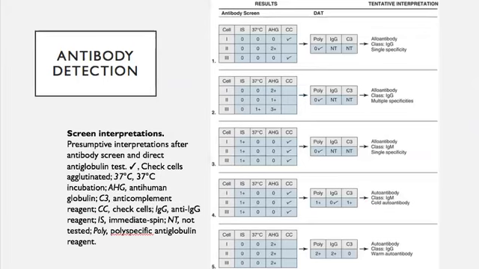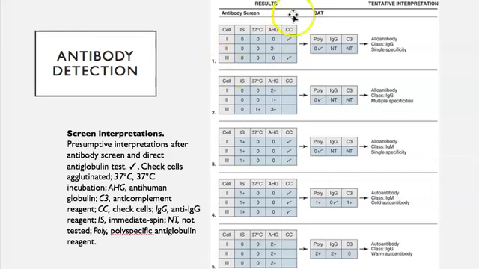Okay, so some different screen interpretations. Each one of these shows you a different scenario. They've got an antibody screening panel that they're testing, and each one of these is a 3-cell screening panel that they've tested against a patient, and they're showing you the results they got from their testing and what that indicates. The different results that you can see at the different phases of testing show what type of antibody that indicates.